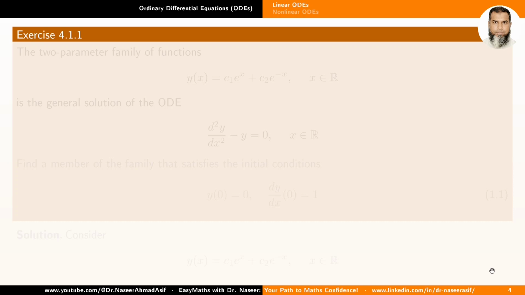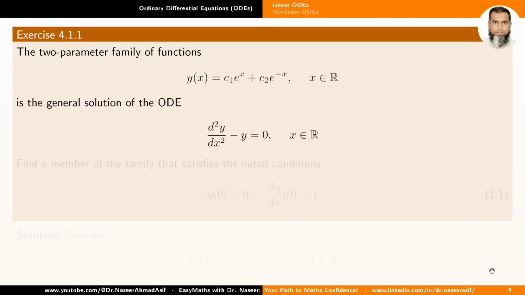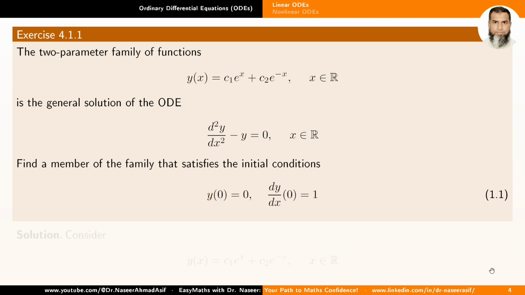Let's see an exercise. The two-parameter family of functions y of x equals c1 exponential x plus c2 exponential minus x, where x belongs to R, is the general solution of the ODE d2y by dx square minus y is equal to 0, where x belongs to R. Find a member of the family that satisfies the initial conditions y of 0 is equal to 0, dy by dx of 0 is equal to 1.